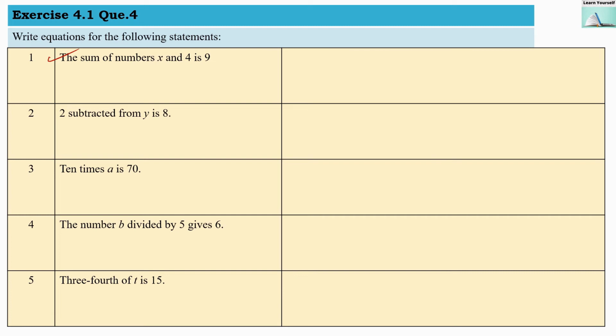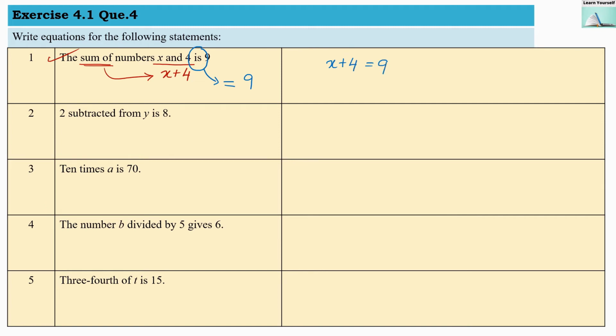First is the sum of numbers x and 4. Sum means we have to do addition here, so we have to add x and 4. That means x plus 4, because they said the sum of numbers x and 4 is. Is means equals to. When we add these two numbers, we get 9 as an answer. That is the meaning of is. So now we have our equation: x plus 4 equals 9.